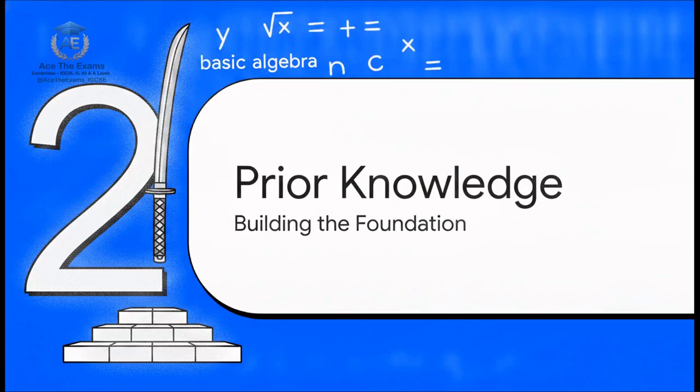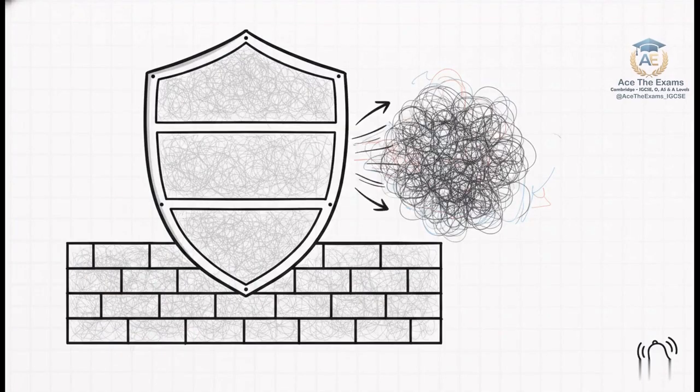Section 2. Essential prior knowledge. Building the foundation. Okay, advanced tactics will absolutely fail if your basic stance is weak. The syllabus assumes you are perfectly fluent in foundational algebra. We are talking about working with expressions and formulae, linear and quadratic factorization, solving simultaneous equations, working with inequalities, and plotting and sketching graphs. This fluency? It's the non-negotiable entry fee for advanced mathematics.